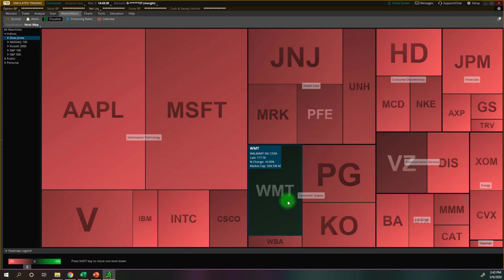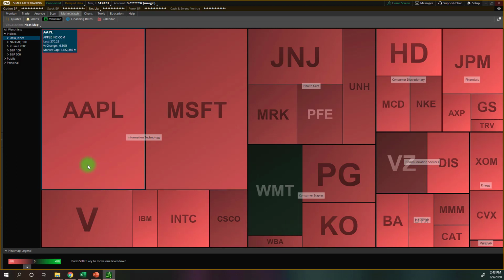Again, you can see Walmart is the only stock that is up. But take a look at the size of the boxes in here. The size of the box is the price times the current stock price, which is called the market cap. And the Dow doesn't account for the market cap. But take a look at this box right here, Boeing. This little rectangle is fairly small compared to others.